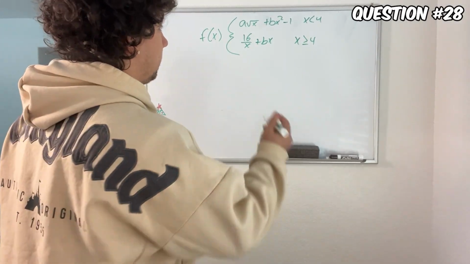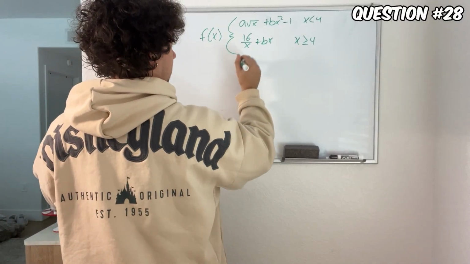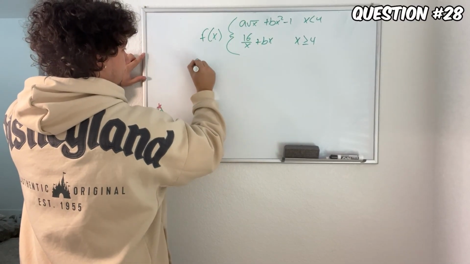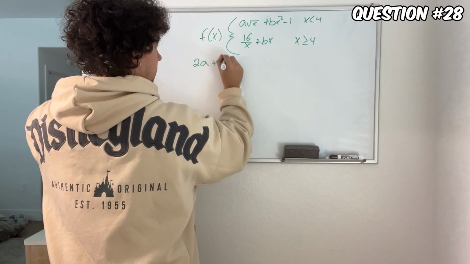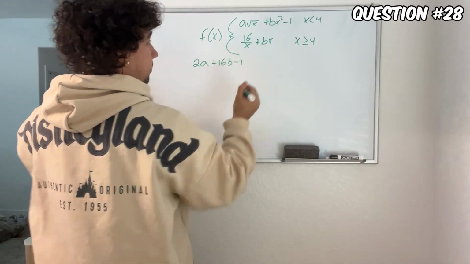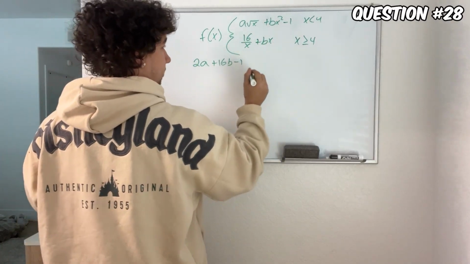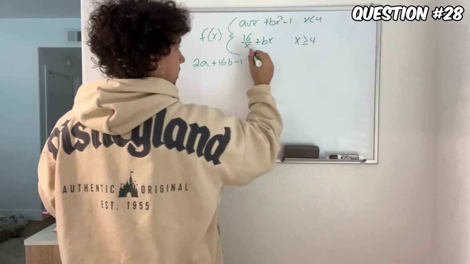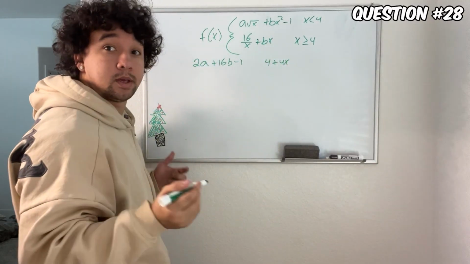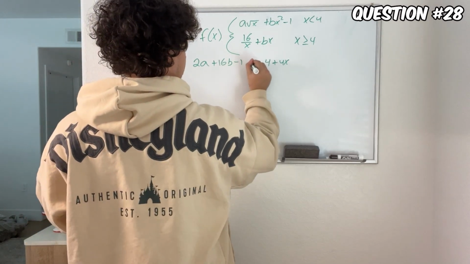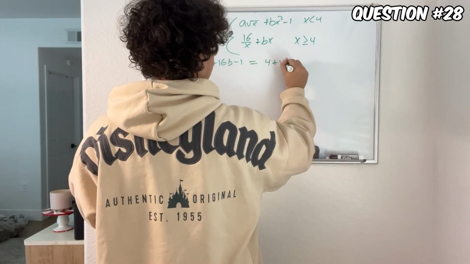Well, in order for me to find if it's continuous, I'd plug in 4. So I'm plugging in 4 for x. The square root of 4 is 2, so I'm going to have 2a. Okay, 4 squared is 16 plus 16b minus 1. Do the same thing on the bottom. 16 divided by 4 is 4, so 4, and then plus 4x. And I need these things to be equal to each other. So I'm just going to set them equal to each other and solve. This is actually not 4x, this is 4b. I plugged in 4 for x, not b.